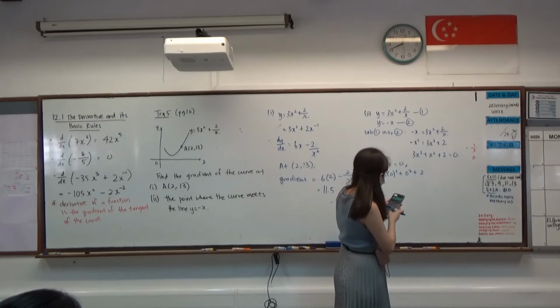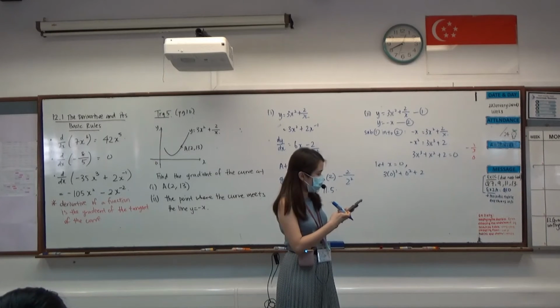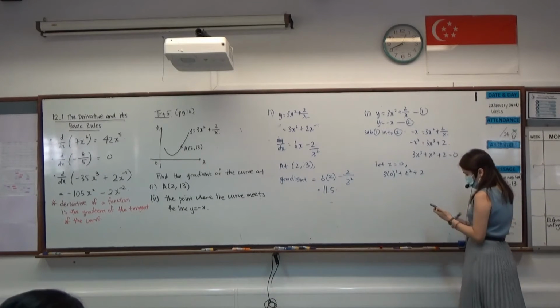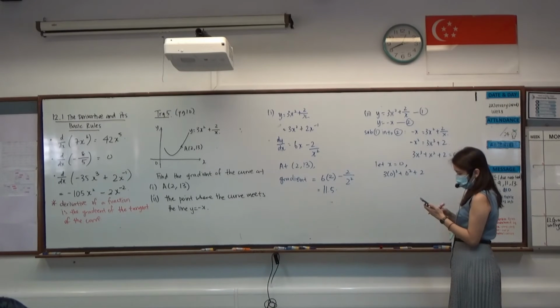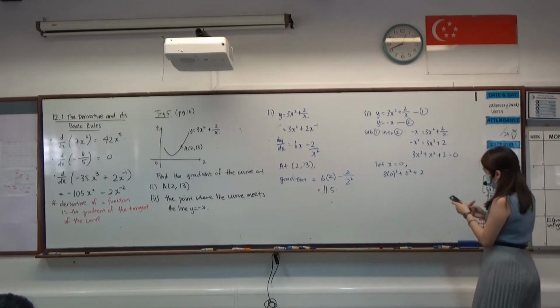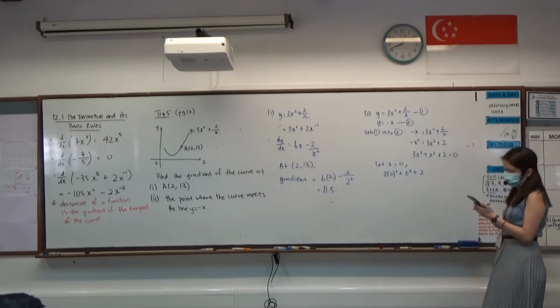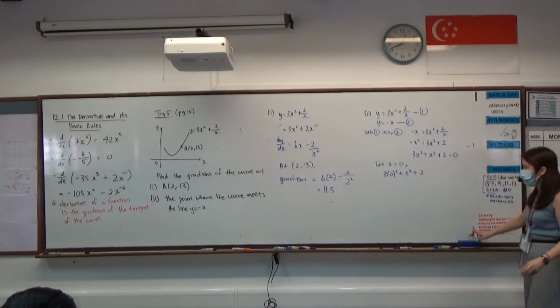Sorry. Did I press something wrongly? 3, 1, 0. Oh, because I pressed wrongly, no wonder. Sorry. 3, 1, 0, 2. My bad. You should get negative 1. And then after that you get your imaginary numbers, a very long number. So let's choose negative 1.